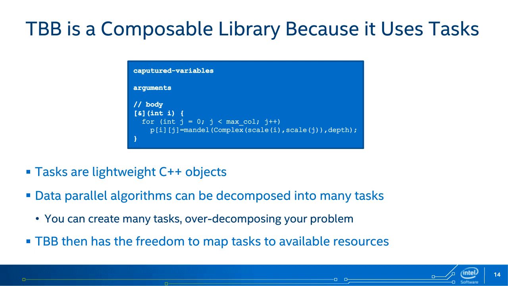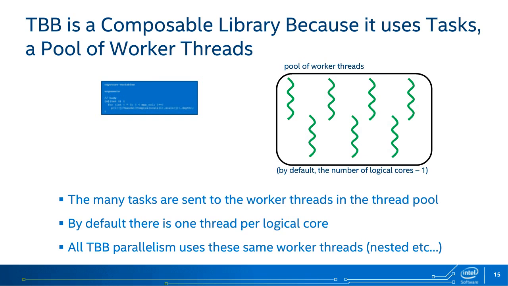Our data parallel algorithms, like our parallel loops, these are decomposed automatically by the library for you into many, many tasks. So we create many tasks over-decomposing our problem, which gives a lot of freedom to the TBB library to map these tasks to the available resources on the platform. So that's one thing that TBB uses to be composable. It uses tasks. The second, it has a pool of worker threads.